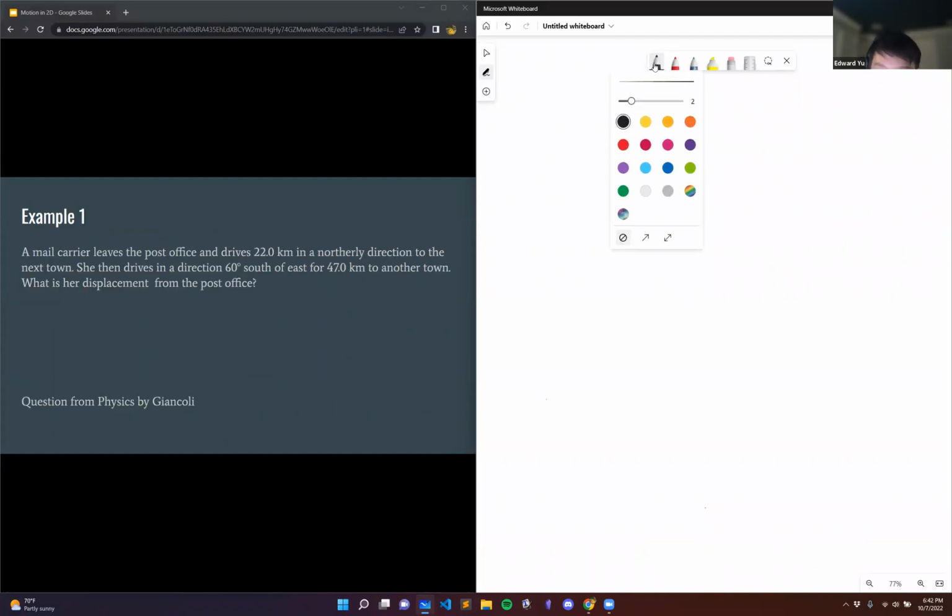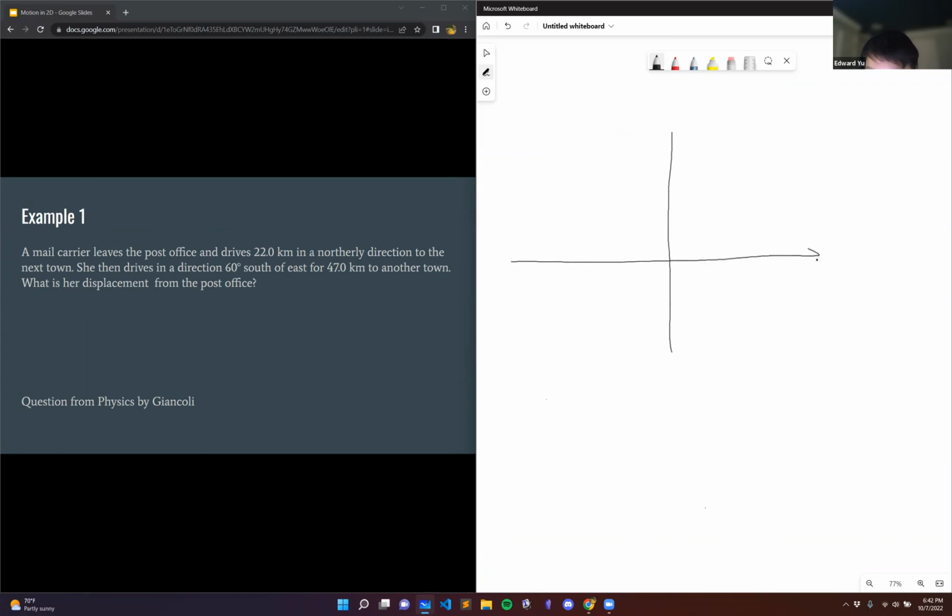In this example 1, it says a mail carrier leaves the post office and drives 22.0 kilometers in the northern direction. So if we make this coordinate system again, this is the positive x, this is the positive y, and 22 kilometers in the north. Starting here, she goes 22 kilometers to the next town. And then she drives in a direction 60 degrees south of east for 47 kilometers to another town. That would just be going southeast, so going this way.